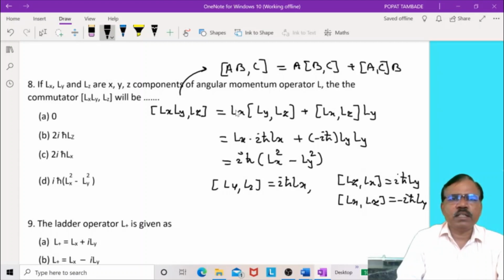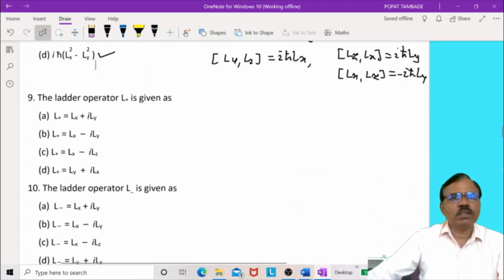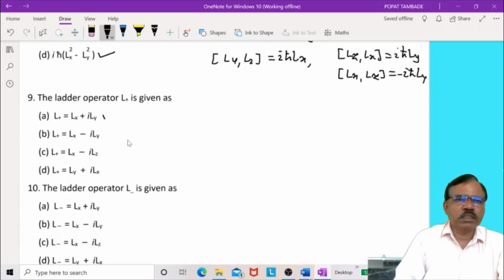So the commutator bracket Lx, Ly comma Lz will be equal to iħ in bracket Lx square comma minus Ly square. So if we see the alternatives, the first one is not correct, the second one is not correct, the third one is not correct, the fourth one is correct. Now the ladder operator L plus is given as L plus is Lx plus iLy. So this first one is correct, second one is not correct, third one is not correct, fourth one is not correct.